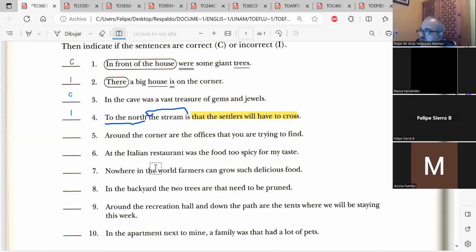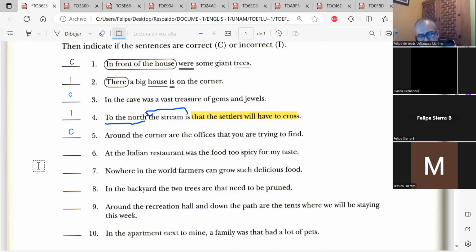Okay, around the corner are the offices that you are trying to find. It is correct because it's the same case as the last one. You have first the place, then the verb, and then the subject and then the subordinate clause. Around the corner is the place, are is the verb, the offices is the subject, and then the subordinate clause. Very good, Felipe.